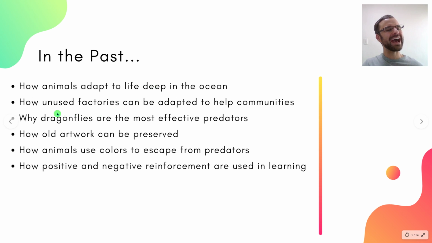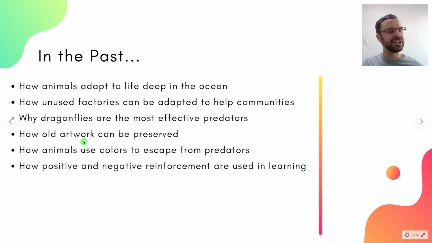Another one was about how unused factories can be adapted to help communities. Now, this one's interesting because it's about a subject that is not mentioned on the list I gave you on the screen last time, but it seems kind of interesting. So the lecturer had 2 examples of how factories have been refurbished and renovated to serve citizens in modern communities. Another student said he got a lecture about how dragonflies are the most effective predators. So each example was a special feature of dragonflies that help them hunt better.